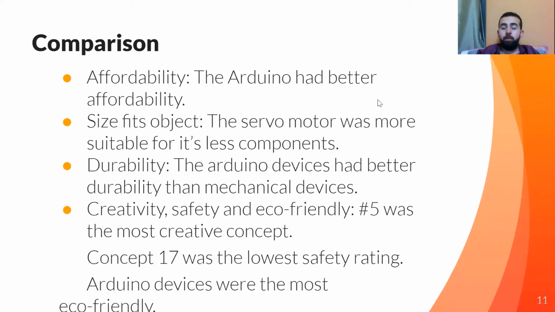So for the comparison, we used affordability, size fits object, durability, creativity, safety, and eco-friendly. For affordability, the Arduino devices had better affordability since they were given to each student at the beginning of the project. Then we have size fits object. The servo motor was more suitable because it has fewer components than the mechanical devices, meaning they can fit inside the box easily, not complicated, and also this way they don't have to show from outside.